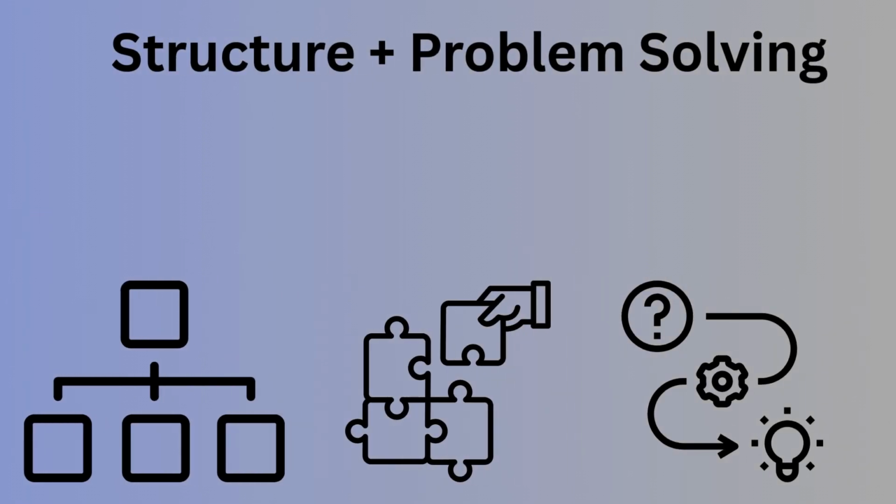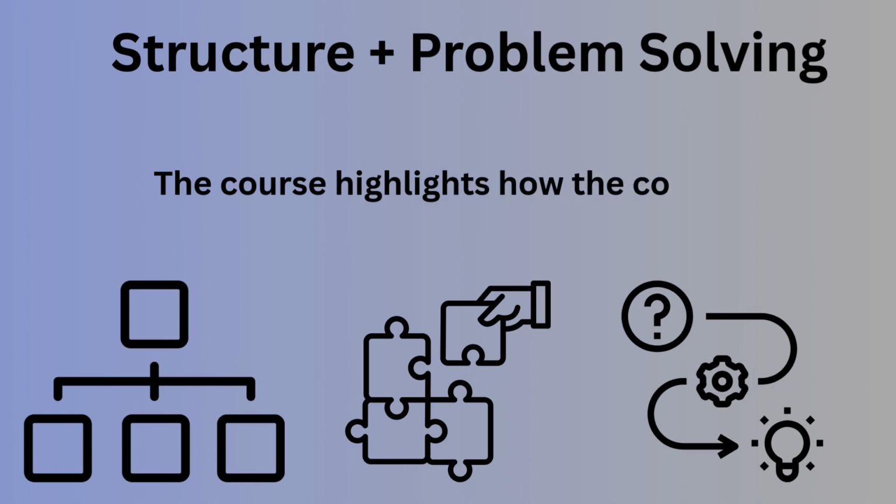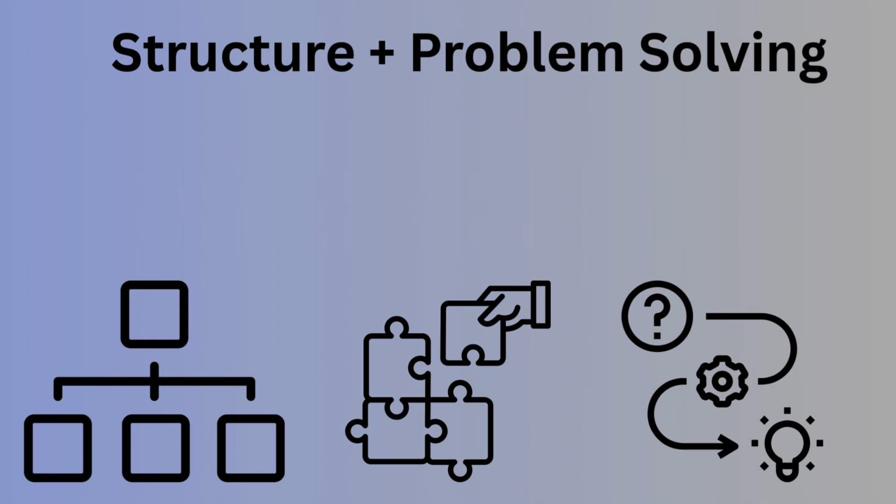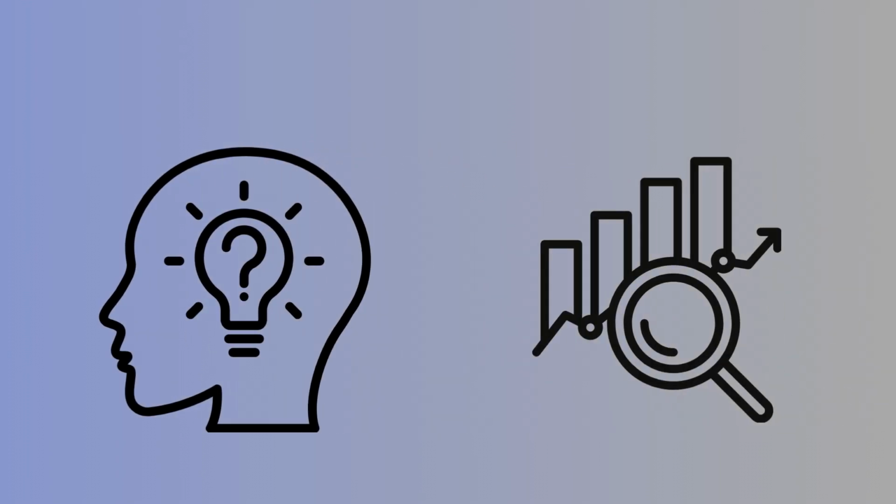So it's not just about typing code. It's about thinking strategically about how the code is structured and how it solves problems. Yeah, that's a big part of it. And the course actually highlights problem solving as a core skill. Which makes sense. Computer science is all about solving problems, right? Absolutely. And programming is just the way you express those solutions so that a computer can understand. Right. So this course is all about developing that logical, analytical thinking.